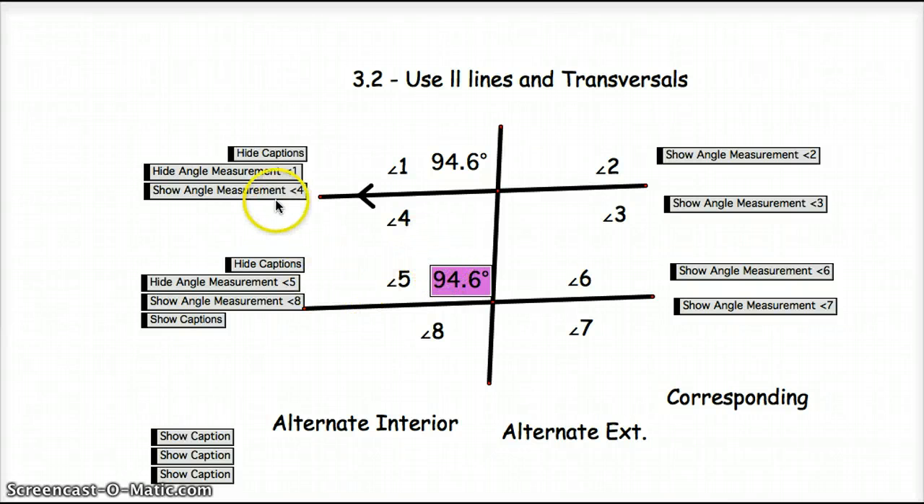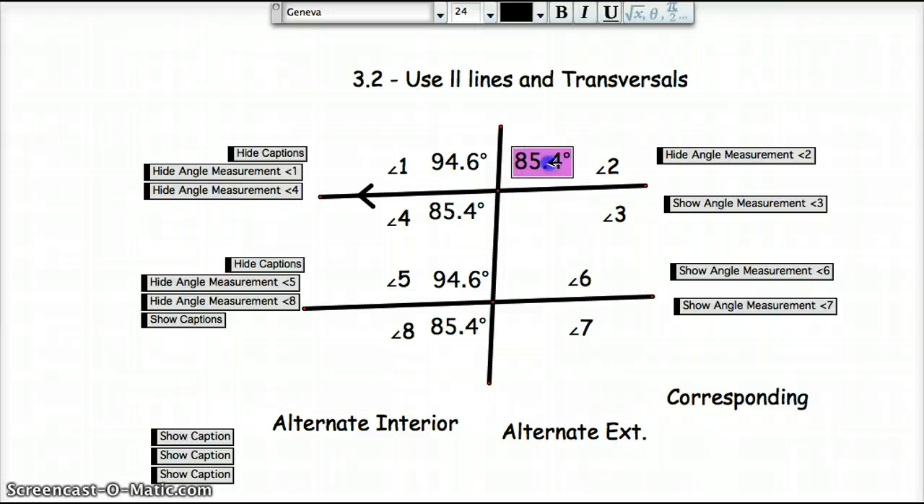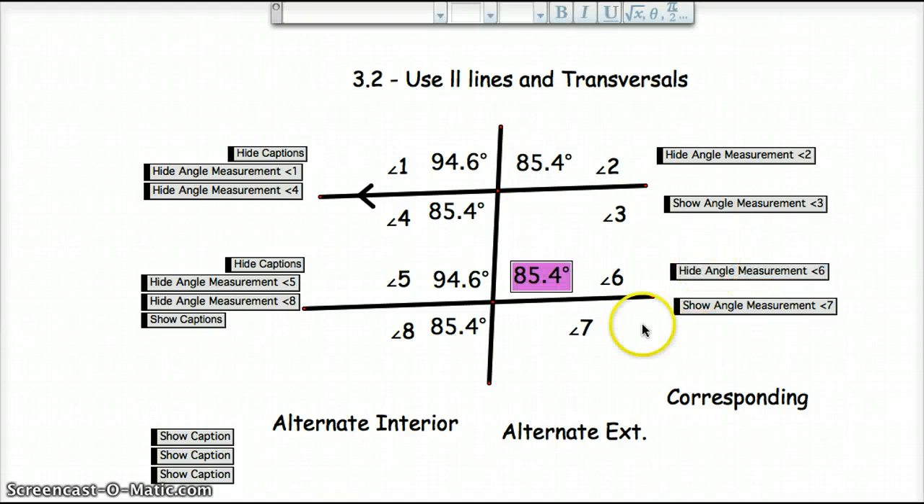Let's look at angle 4. Angle 4 is 85.4 degrees. It's got a corresponding angle of angle 8. What do you think angle 8's degree measure is? 85.4. Just like angle 4. Let's look at angle 2. Angle 2 is 85.4 degrees. What do you think 6 is? 85.4.